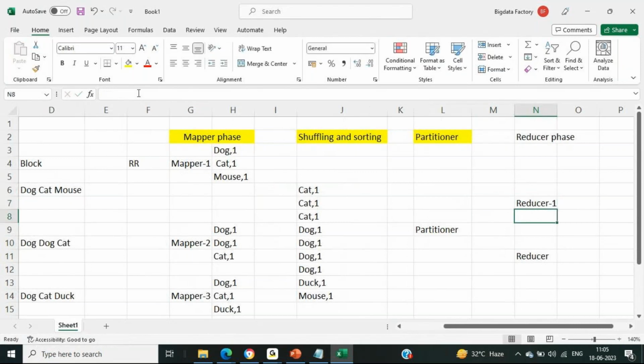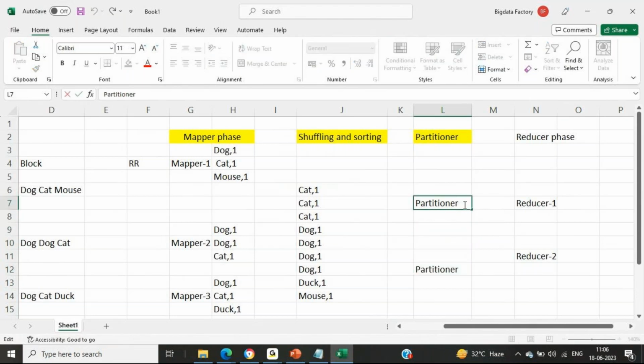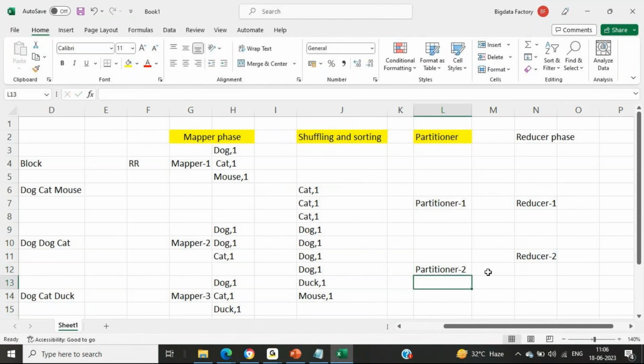Reducer 1, and let me copy reducer 2 as well. Then partitioner 1 and partitioner 2. Okay, so over here, the partitioner will work based upon certain hash keys.